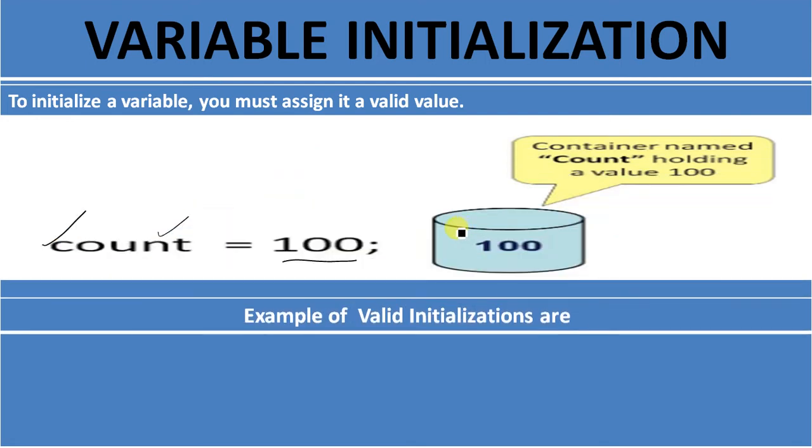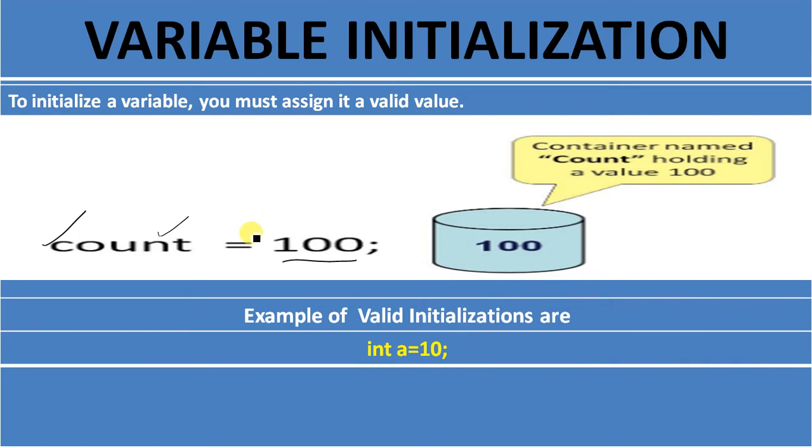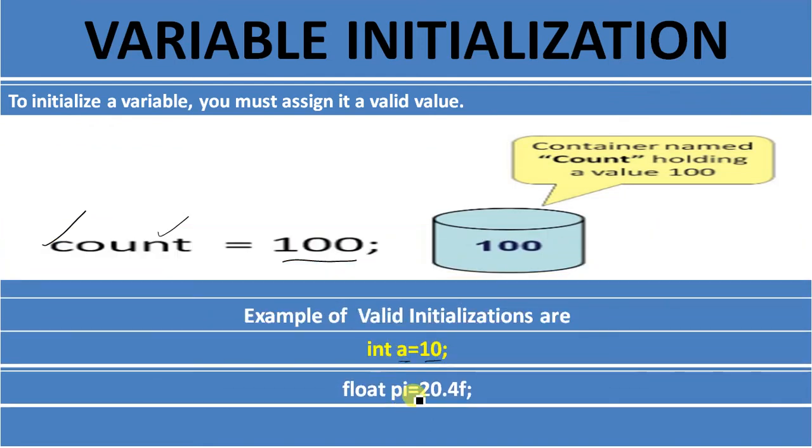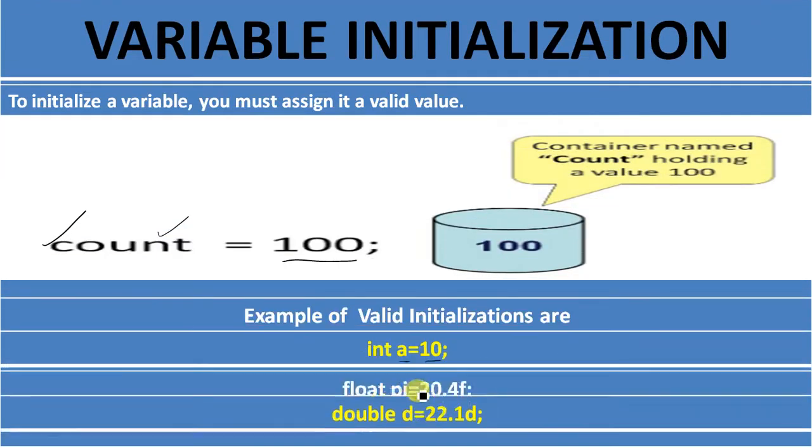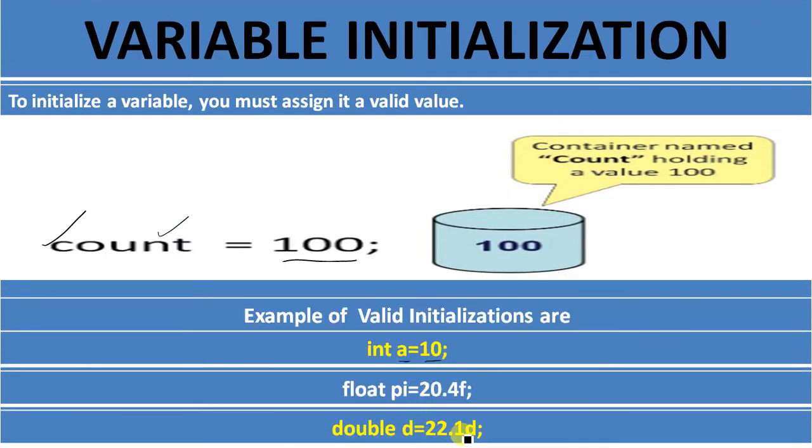Now examples of valid initializations are: int a equal to 10. Here variable a is holding the value 10. Float pi equal to 20.4f. Here float variable pi is holding the value 20.4. Double d equal to 22.1d. Variable d is holding the value 22.1. We use the equal to operator for assigning a value to a variable.